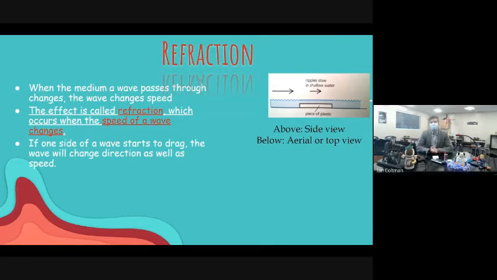So Milani says, so the closer the little waves are, the slower it's going. So yeah, shallow water tends to make things really slow.